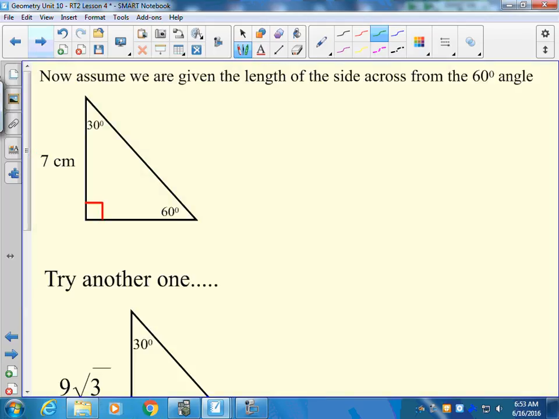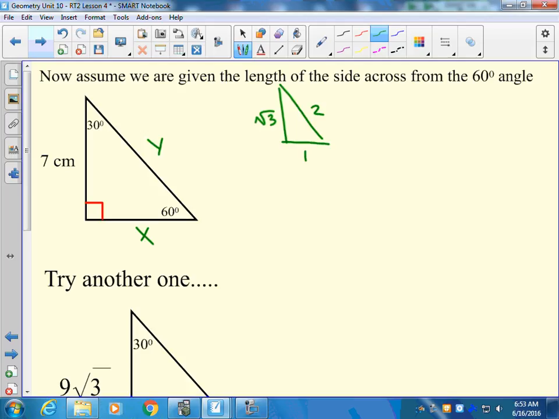Okay, now looking at some examples here. This is a prime example, so we're trying to find some of the other pieces. We're trying to find the short leg x and the hypotenuse y. This is where I would strongly suggest building your reference triangle so it looks the same way. And you're always talking about short leg, long leg, and hypotenuse.